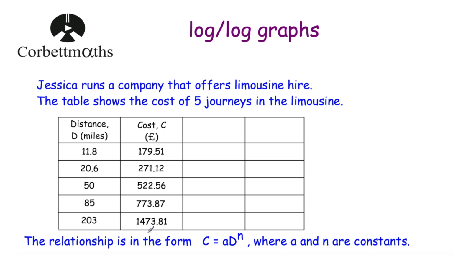And then we're told the relationship is in the form C is equal to AD to the power of n, where A and n are constants. So C is the cost, D is the distance, and A and n are particular constants, so numbers that we perhaps need to find in this question. So this is the relationship between the distance and the cost, and perhaps they use this to work out the cost that each of the customers should pay.